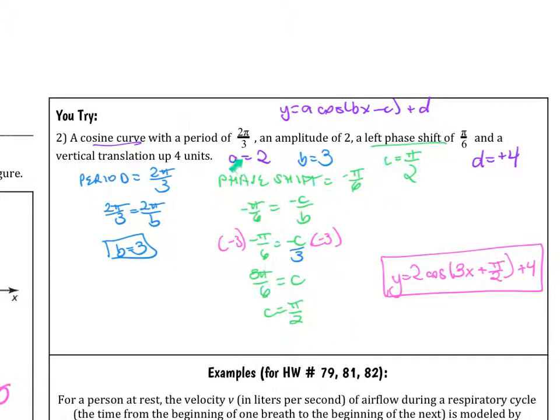Then I notice that the amplitude is 2, so a is 2, and then up 4 units, so d is 4. So it's y equals 2 cosine, parentheses, 3x plus pi over 2, plus 4. So remember, left phase shift, that means there should be a positive on the inside, and it is.